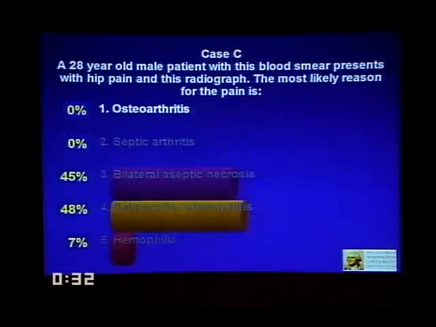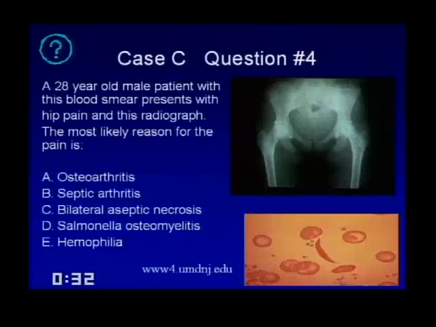Bilateral aseptic necrosis is the correct answer. Just to point out that the smear is a smear of a patient with sickle cell disease. There is a prominent sickle cell there. Those are the platelets, and a number of target cells, which is commonly seen in a number of hemoglobinopathies. And we'll be asking a series of questions about sickle cell disease now.